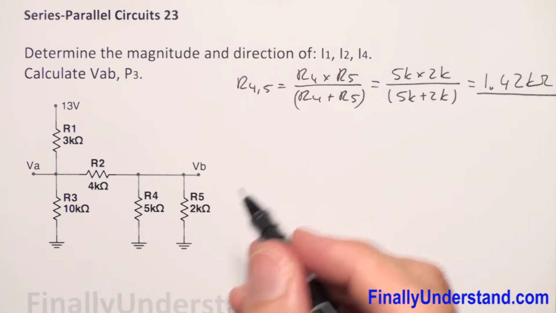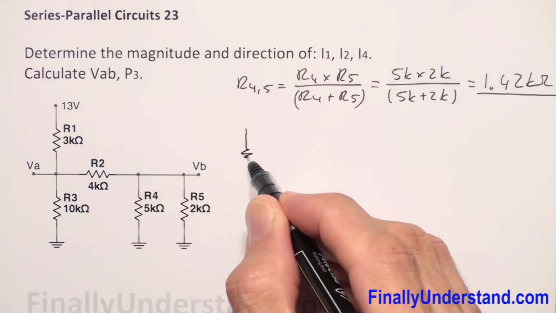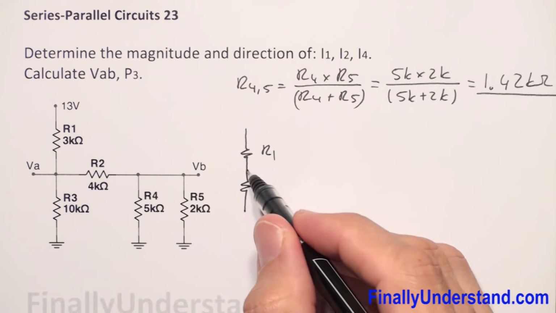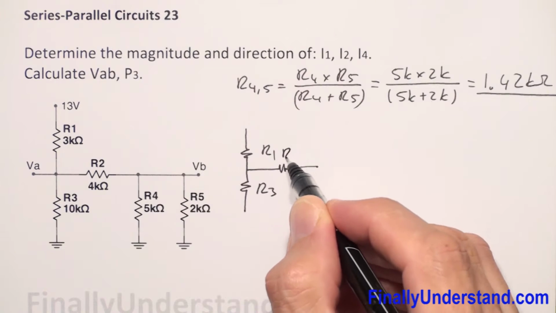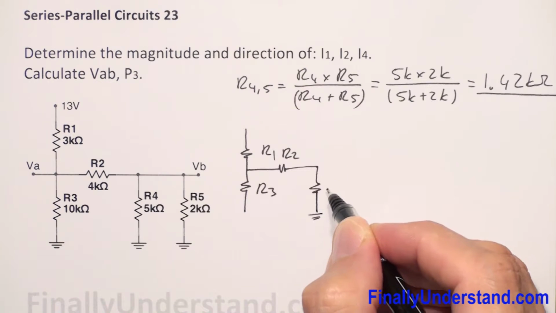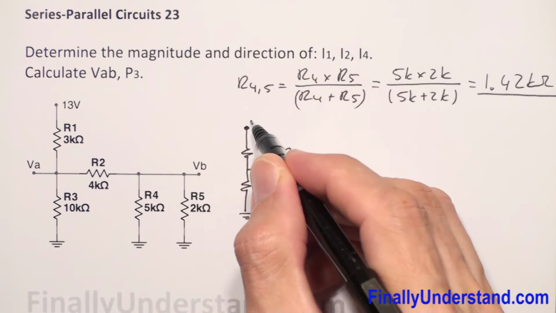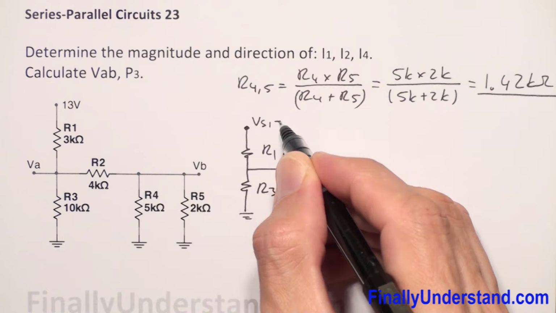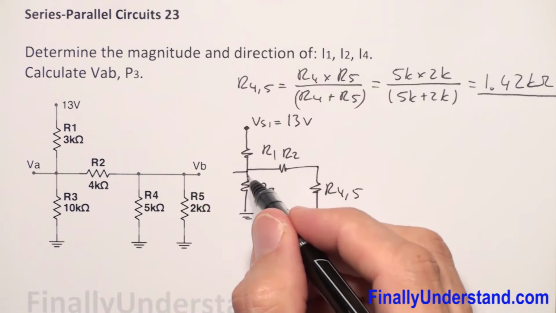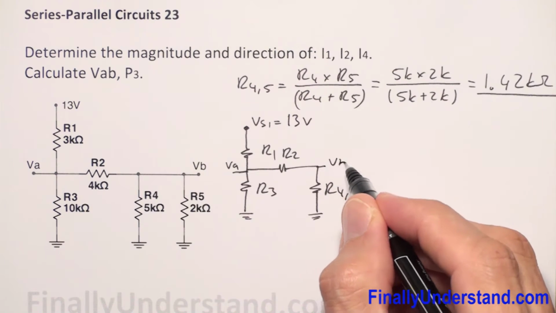Now I can redraw the circuit, and my circuit right now is going to look like this. I have my resistor R1, I have resistor R3, this is my resistor R2, and this is my resistor R45. This is my voltage source 1. We can say this is 13 volts, and this is going to be my voltage VA, and this is my voltage VB.